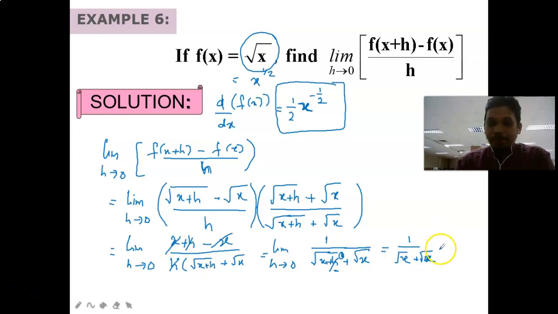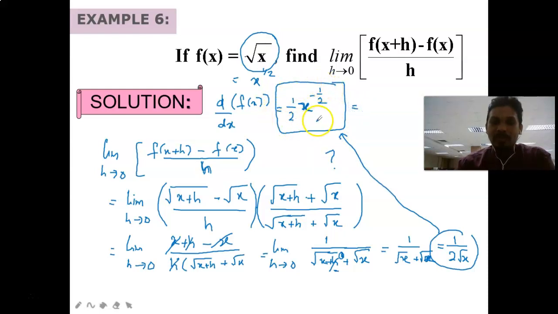Okay, so now this is 1 over square root of x plus square root of x, equal to 2 square root of x. Don't you think that this is equal to this one here? This also can be written in the form of 1 over 2 x to the power of negative half, which is also x to the power of half from the denominator. So this is the correct answer. This is the answer that we're looking for.